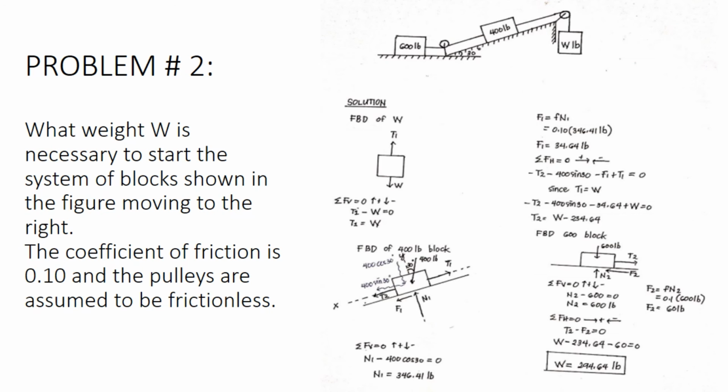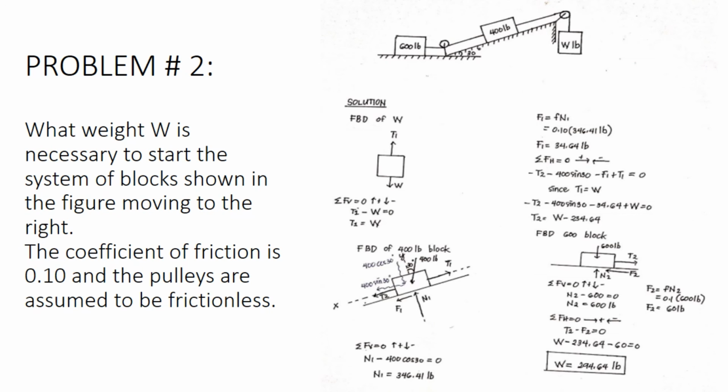So first, the FBD of the weight, since it has two forces, the tension that is pulling and its weight. So we get the equation: tension 1 is equal to weight. Second is the FBD of the 400 lb block, which is in the slanting position. Since its weight is given, we must find the angle, which is 30 degrees, and multiply it by its weight. And we'll get the normal force of 346.41 lb. And for its friction force, we multiply it by the coefficient of friction, which is 0.10. Then we'll get the answer of 34.64 lb.